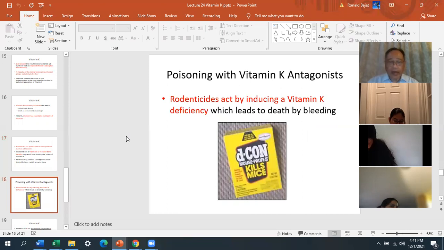Rat poison, d-CON, rodenticides act by inducing a vitamin K deficiency. Since it induces a vitamin K deficiency, you're not going to form clots, therefore you're going to have bleeding tendencies. So the way d-CON or these rodenticides work is that they induce a vitamin K deficiency. The rodents or the mice will eat this poison, and they will die by bleeding. They are basically fed this d-CON that will induce vitamin K deficiency.